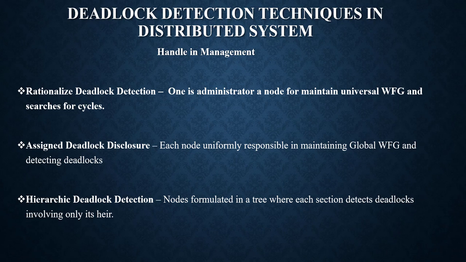So centralized deadlock detection has one main node that maintains the WFG and searches for cycles. The second one is distributed deadlock detection, where each node is individually responsible for maintaining a global WFG and detecting deadlocks. And hierarchical deadlock detection is where nodes are organized in a tree and detect deadlocks involving nodes in their hierarchy.